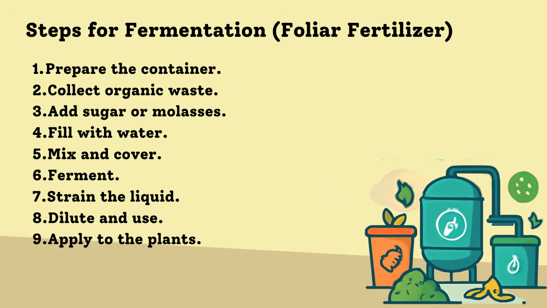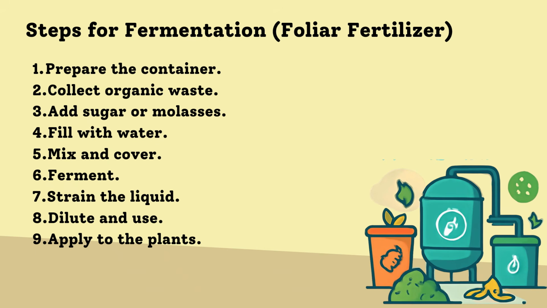Next one is the steps for fermentation or foliar fertilizer. First step, we need to prepare the container. Use a clean plastic container or drum. Second one, collect organic waste. Gather all the biodegradable materials such as fruit and vegetable scraps. And let's add sugar or molasses. This provides food for beneficial microorganisms.